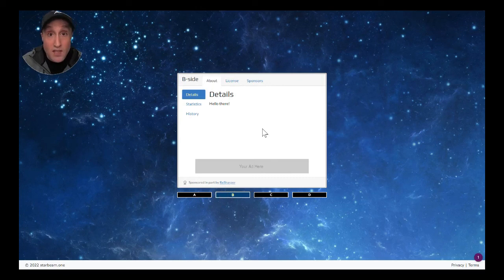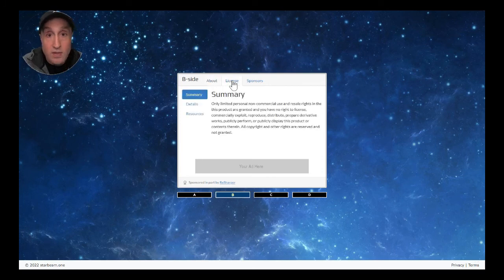So this is an HTML page, right? This is a fully generated website. And so it's HTML, and we can put anything we want here. So we have details that are provided by the creator. We have the license. This is placeholder right now, but this is where all the legal documentation goes, right?